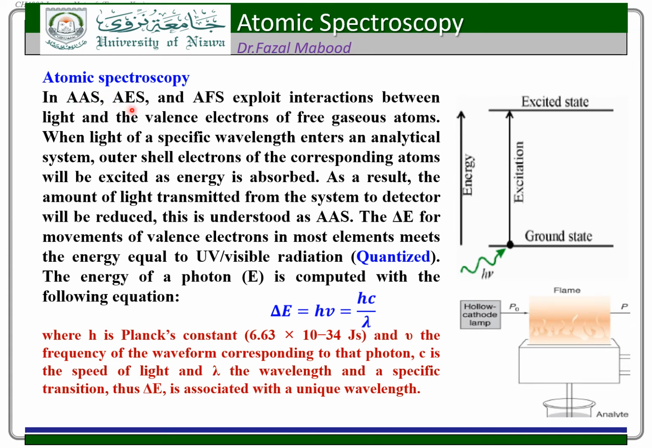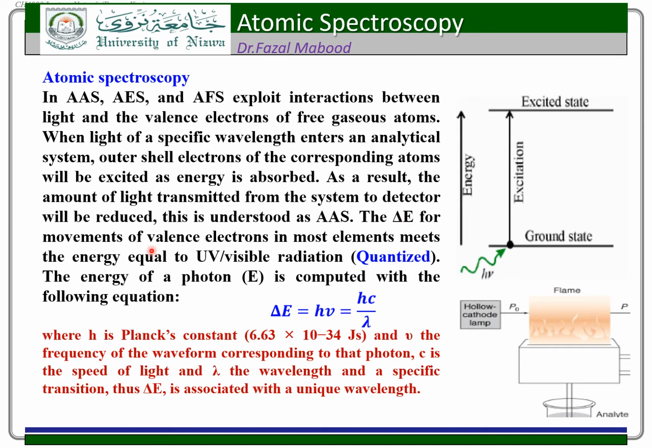Atomic absorption, atomic emission, and atomic fluorescence exploit interaction between light and the valence electrons of free gaseous atoms. When light of a specific wavelength enters an analytical system, outer shell electrons of the corresponding atoms will be excited as energy is absorbed. Here, suppose you have the electron when the light is interacted. What's happening? This electron will jump from here to here, and this jumping of electron from the ground state to the excited state we call excitation. As a result, the amount of light transmitted from the system to the detector will be reduced. This is understood as atomic absorption spectroscopy.